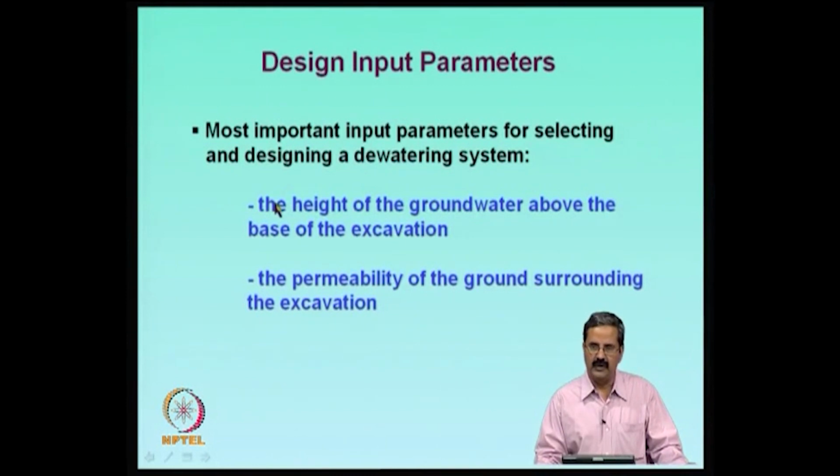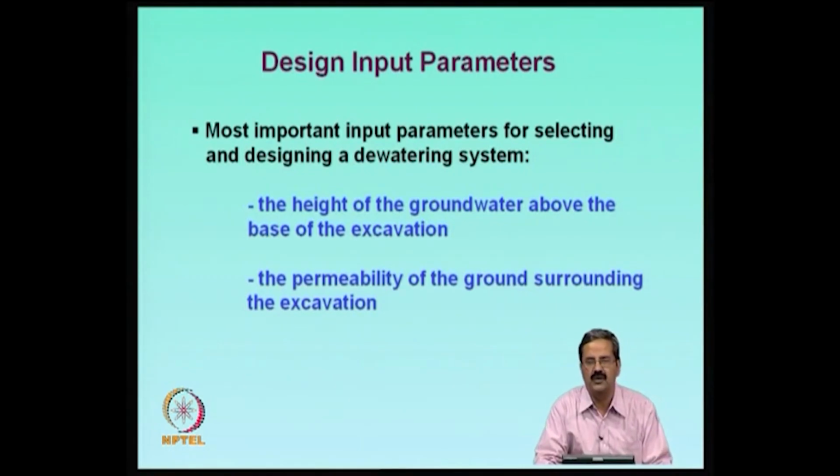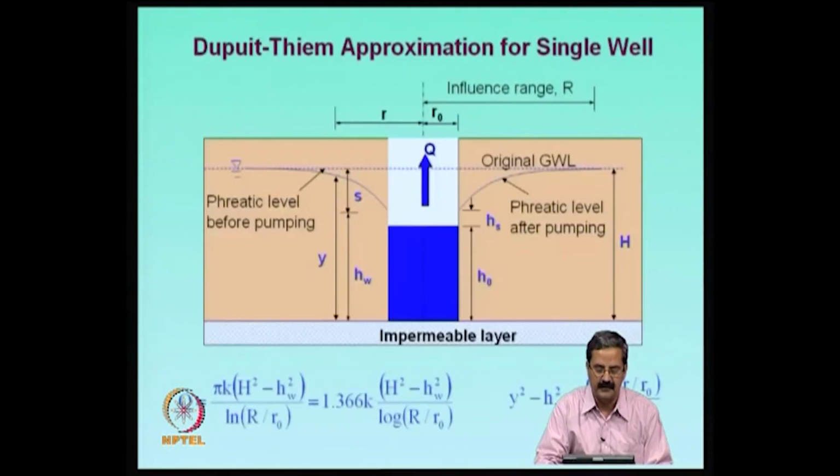And then if you want to dewater, the permeability of the ground is the important parameter, and we saw that a number of methods are there to find out the field permeability. In fact, one must only use a field permeability test, because laboratory tests could be misleading, as you may not take samples properly. So one should do pumping tests or even packer tests to find out the field permeability and use that in the design.